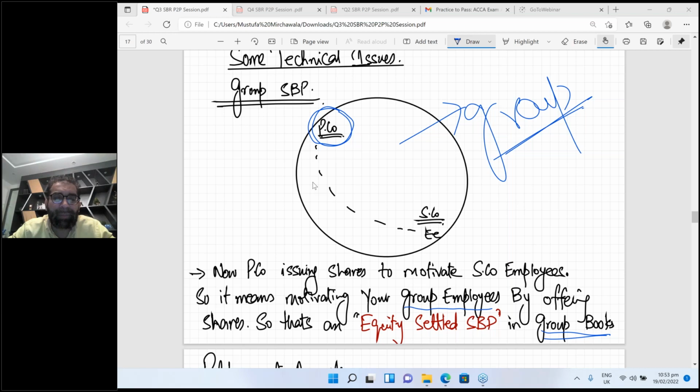In the group books, this transaction will be equity settled share based payment.